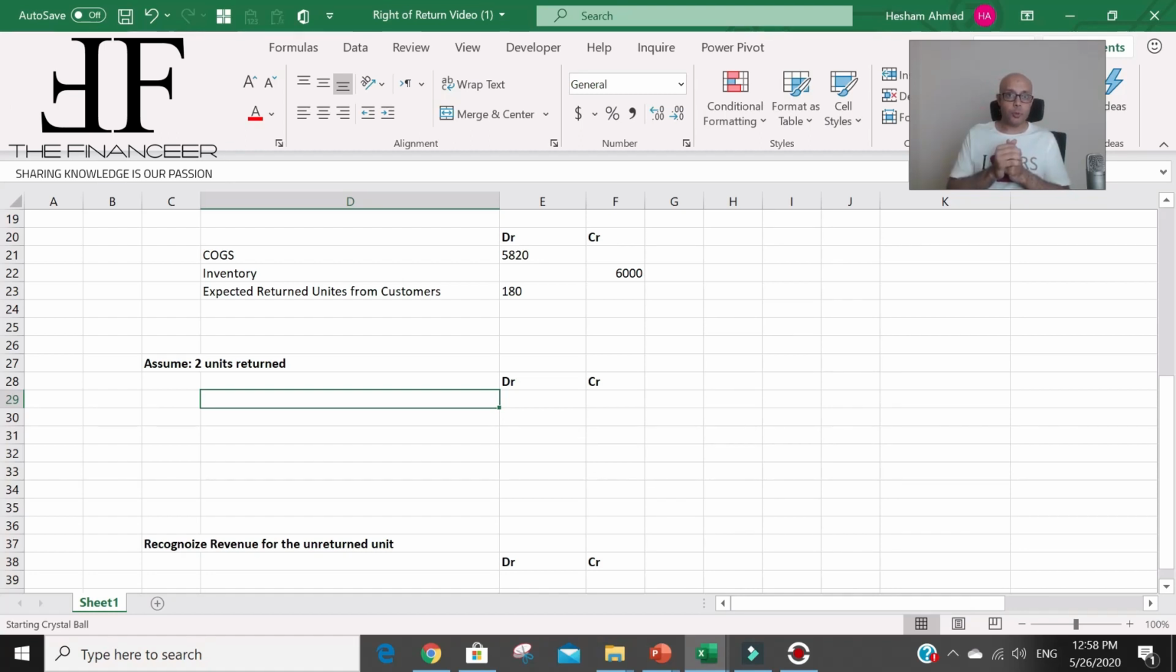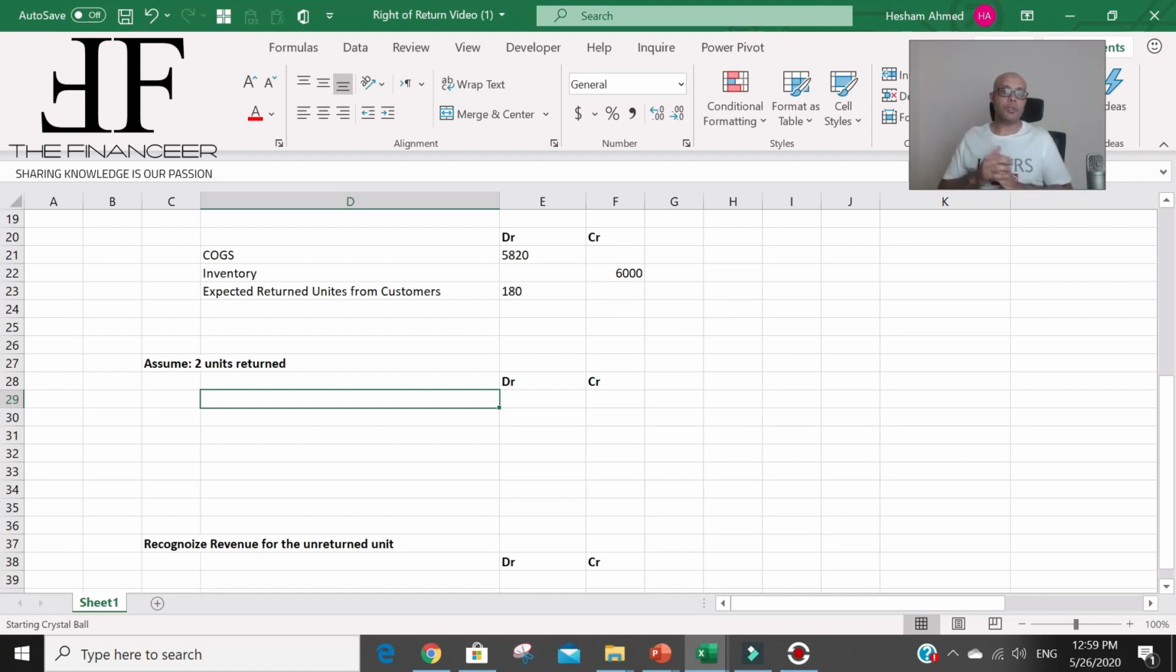Also for the cost of goods sold, you recognize cost of goods sold for 97 units, assuming that 3 units will be returned, but the customer returned only 2 units. So all of these accounts, we have to readjust the calculations and the accounting based on the facts that we have today, that 2 units have been returned. And this is the meaning of the estimates in accounting.